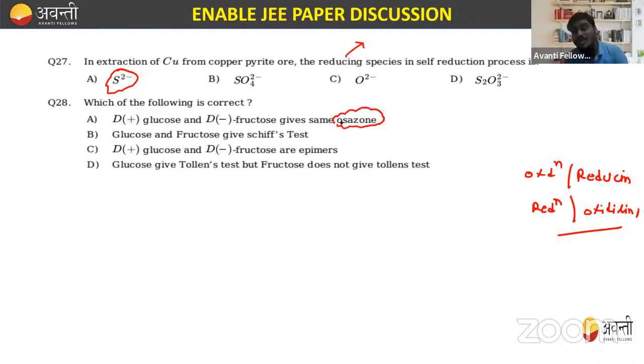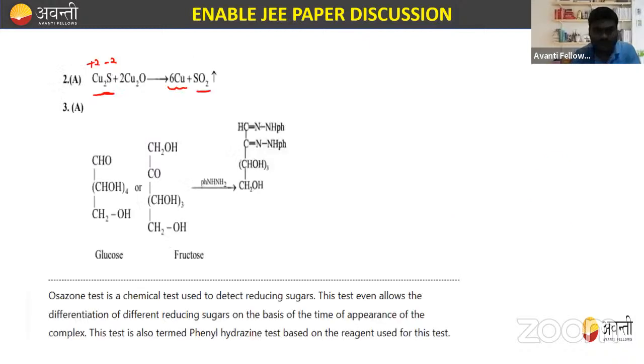Osazone. What do you mean by this term, osazone? Okay, let me discuss it because it is a very important term. Osazone means the formation that takes place whenever D-glucose or fructose is treated with H2N-NH-phenyl, a compound with a phenyl group. So when glucose and fructose are treated with this compound, formation of osazone takes place. So let's see.